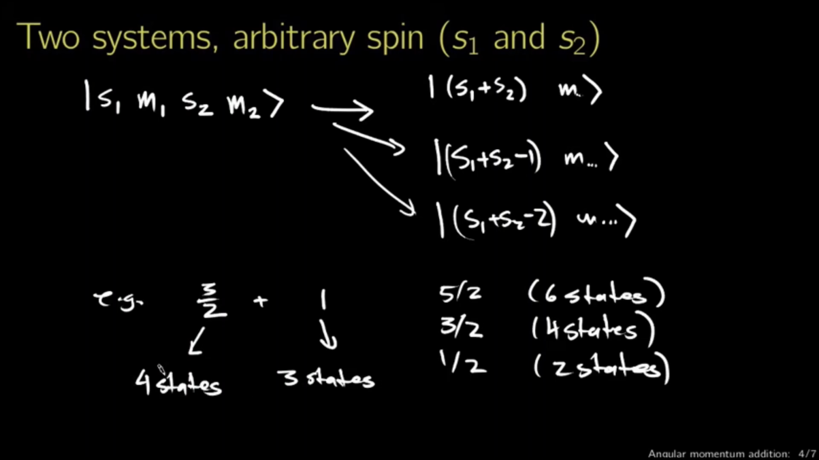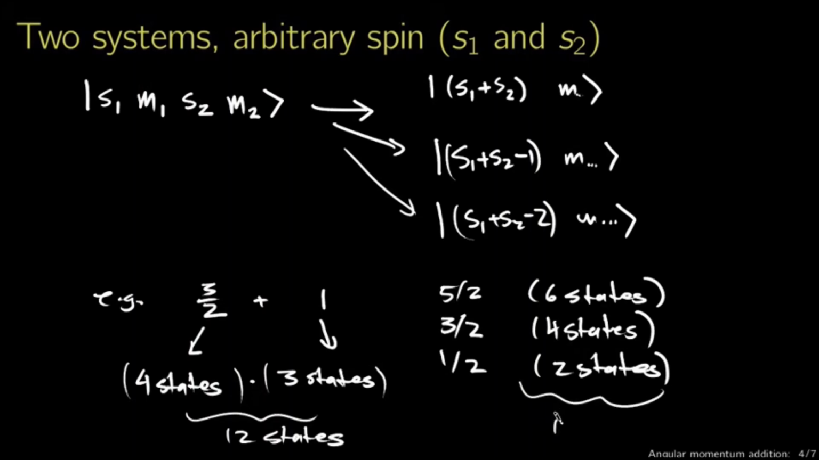Overall, however, you'll notice that if I have 4 states and 3 states, and I'm combining them independently, I'm going to end up with 12 states total, 3 times 4. Whereas, if I'm combining these states, these are independent, but they're not independent in a multiplicative sense. They're independent in an additive sense. I can make 6 different states with this, 4 with this total, and 2 with this total. And if I add those up, you're going to get 12 states again. So the total number of states doesn't matter, whether you're expressing it in terms of total L and total M, or S1 and S2.